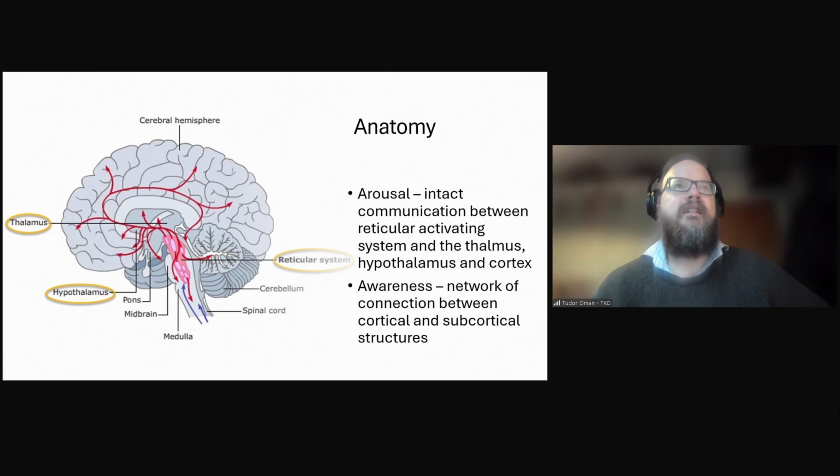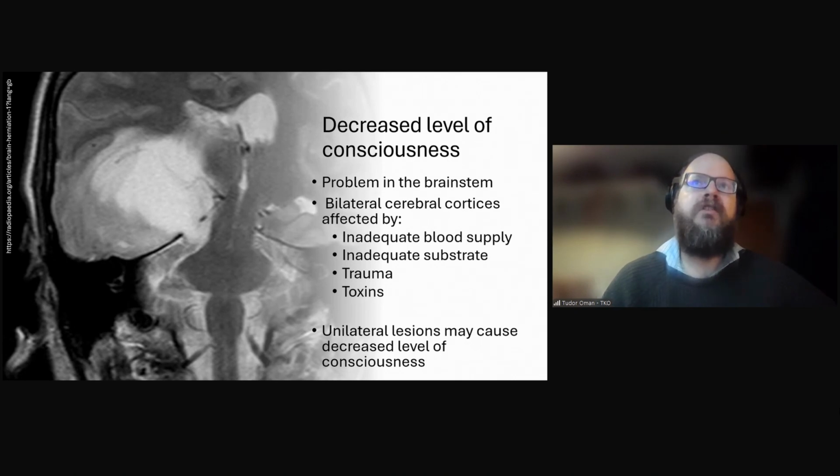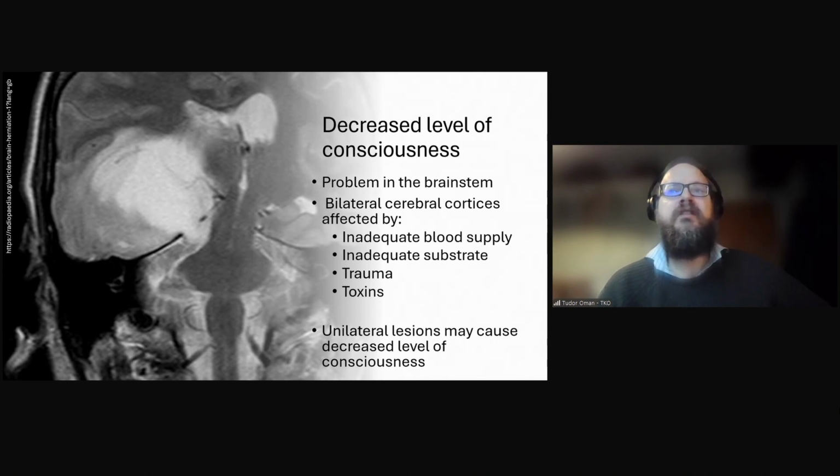Knowing this, to me, all it does is give us an idea of, well, if this is where these nerve bundles are, then we can figure out what actually causes a decreased level of consciousness. Because you've got the midbrain affected, problems in the midbrain or in the brainstem are going to cause a decreased level of consciousness. Anything that affects the cerebral cortexes bilaterally is going to cause a reduced level of consciousness as well. And that's inadequate blood supply, such as in stroke, or inadequate substrate, such as in hypoglycemia.